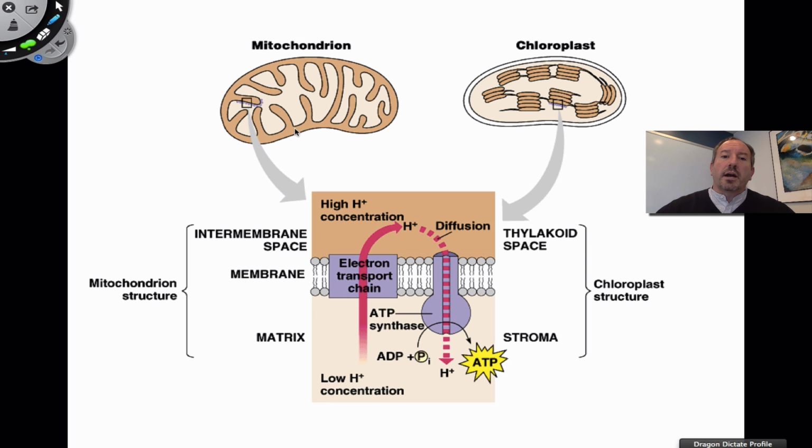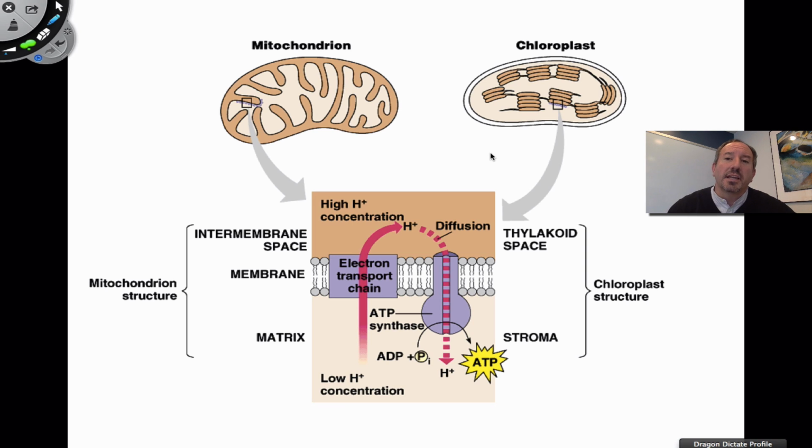Notice in the mitochondria, in the inner membrane space, that's where the protons are. That's where it's really positive. So it's positive there, negative in the matrix. And in the chloroplast, it's positive in the thylakoid space and then negative in the stroma. But the same thing's happening in the mitochondria and chloroplast.